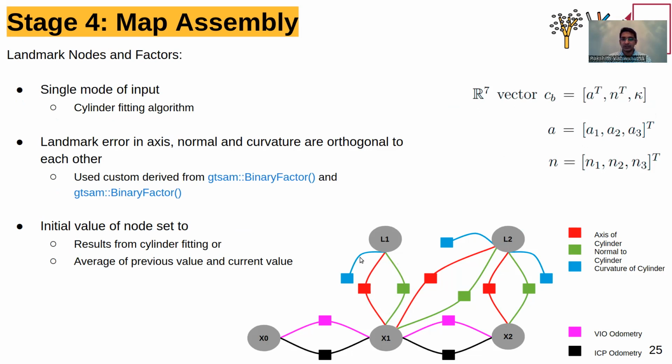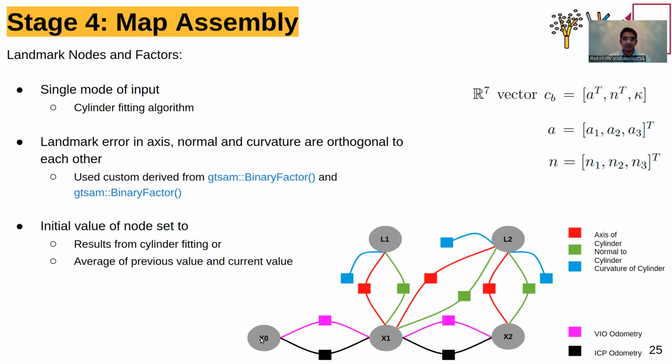The reason the blue factor is not connected to the pose is because the curvature of a cylinder does not depend on the position or the orientation of the sensor, but only the axis and normal vectors depend on that. So it's completely independent of the pose of the sensor suite. And so it's an independent unary factor that is added to L1.